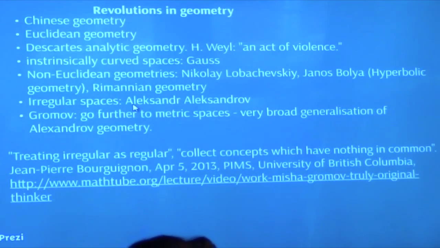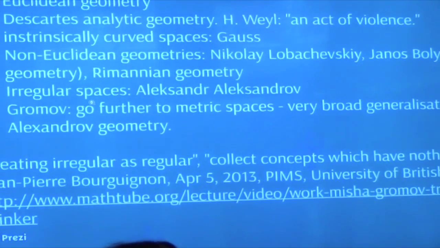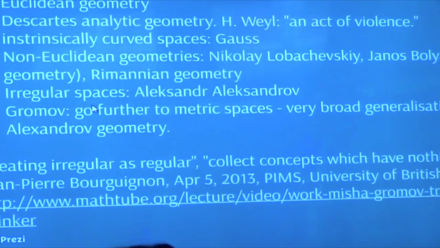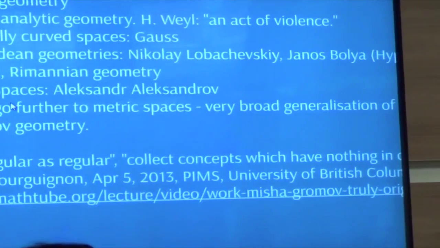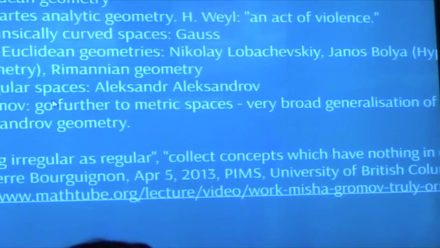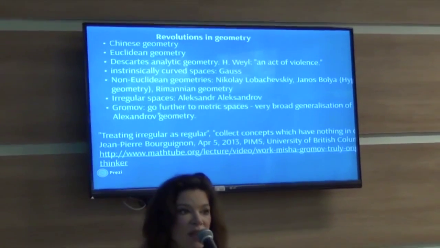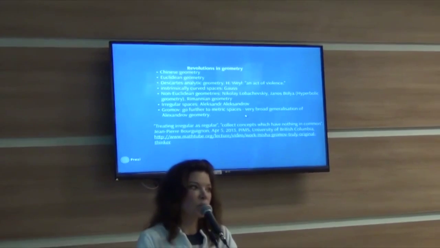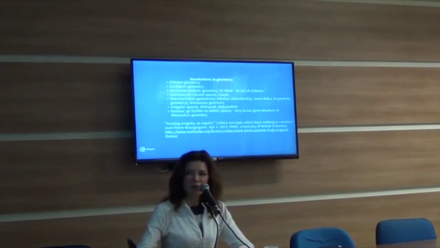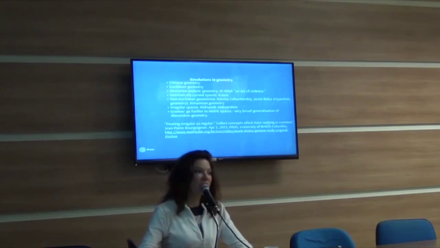And also then, again due to the Russian school, in particular Alexander Alexandrov, some irregular spaces were introduced as a new subject of geometrical study. So these are spaces with irregular curvature, let's say. I cannot develop more on this, but it's something more irregular than we used to have before, like in Euclidean geometry. And what Gromov did, he pushed this idea much further, and he suggested an even broader generalization of what Alexandrov did. He suggested that we can treat very irregular things as regular, and collect concepts which have nothing in common. I will show you how he did it.